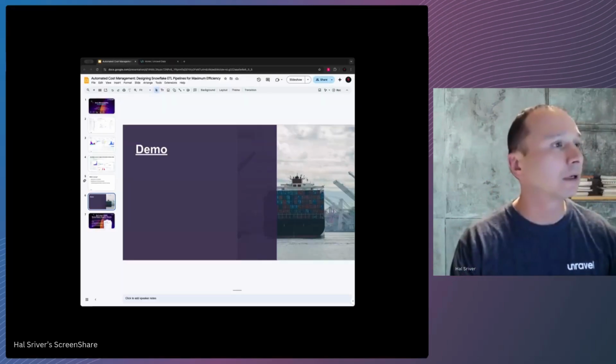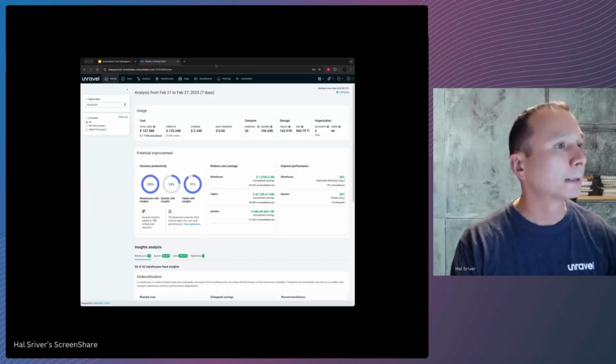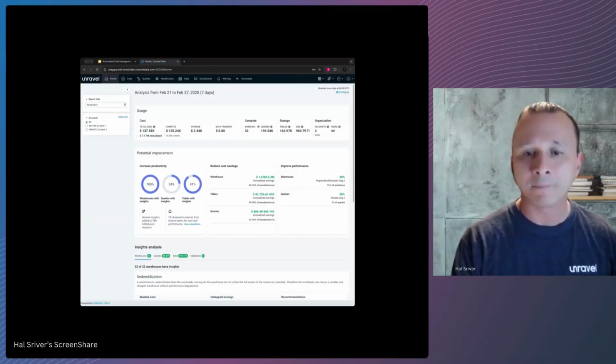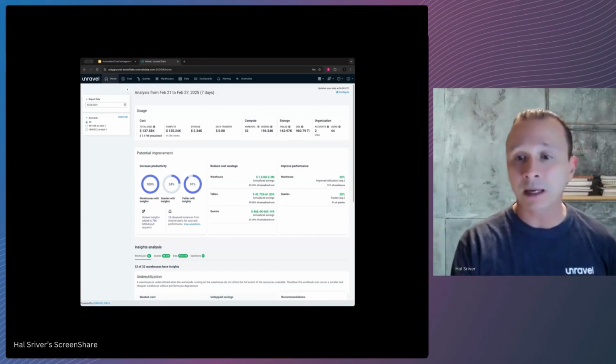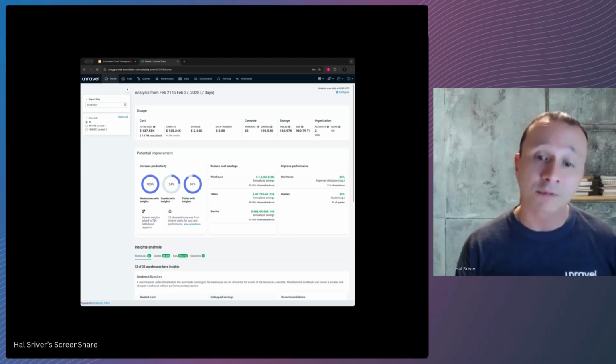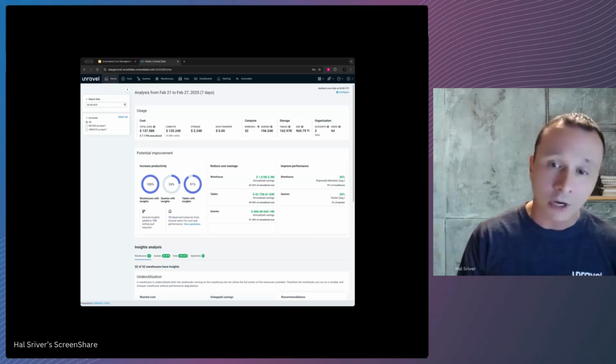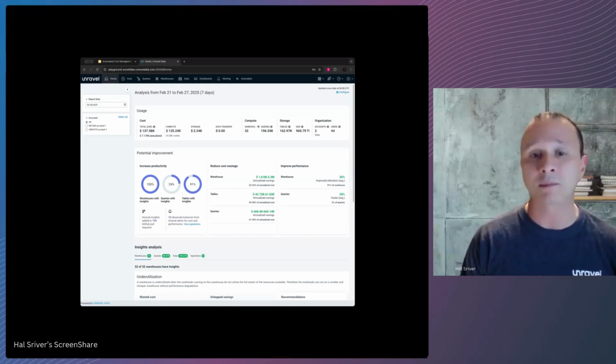So now I'm going to switch over here. What I want to do next is show you a day in the life of using a platform like Unravel Data to help fill in those gaps, for solving for those things that are critical: solving for cost, solving for performance and stability.